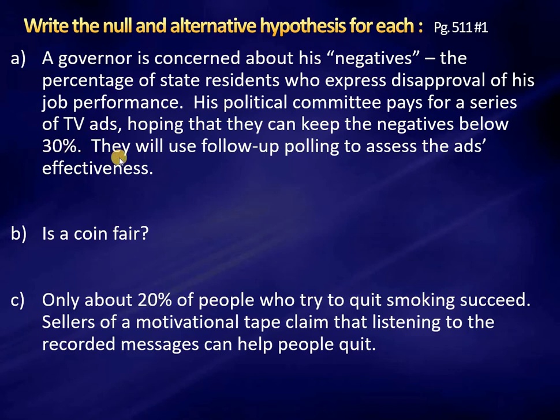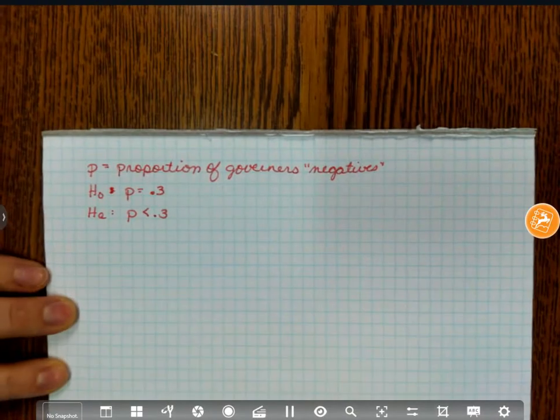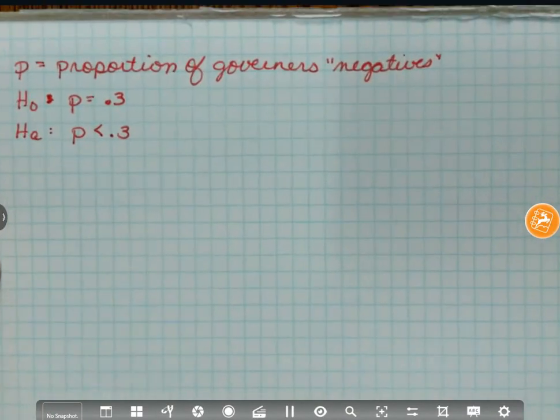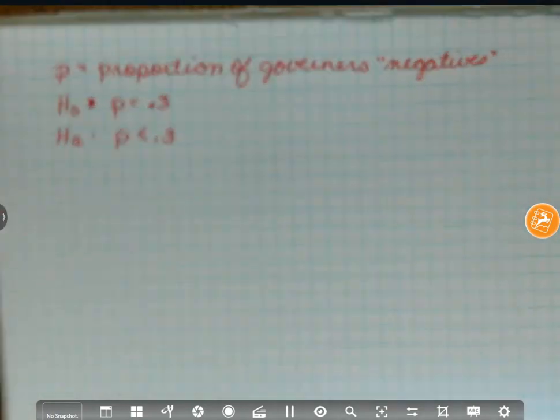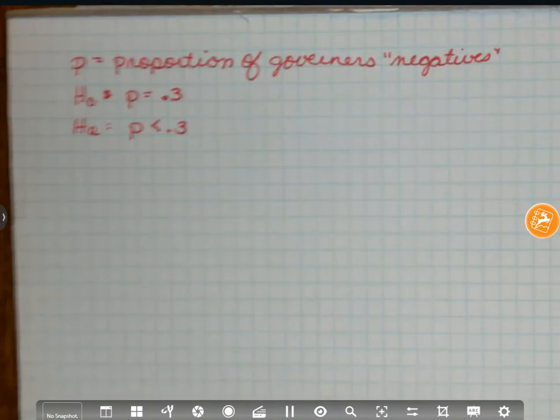Less than 30. So for this one, it's almost easier to go from the alternative first and then back up to the null. This is the way the textbook writes them, but let me show you the way that I write them. Upside down is a great way to write them. This is the way that I do it because it involves less writing, and I'm always up for the easy way out.